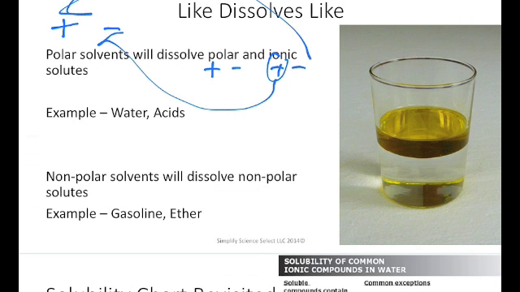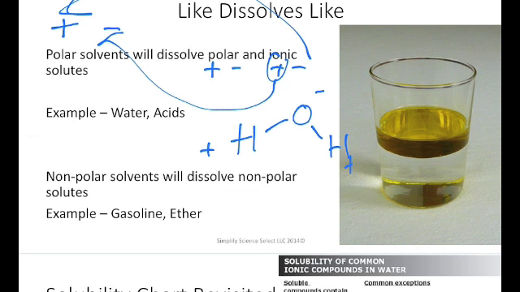An example of a polar solvent is water. Water has a partial positive and a partial negative. The hydrogens are positive, the oxygen is negative, and because of that, it's a polar solvent. Acids are generally considered to be polar solvents as well. There's a bunch of different ones that you could look at, but mainly we're going to stick with water.